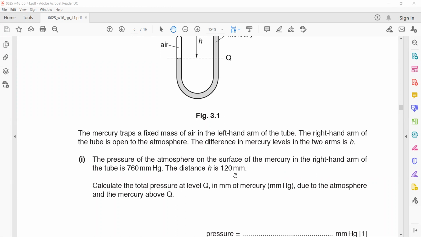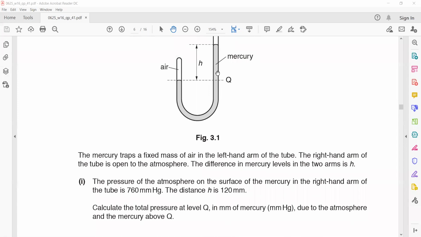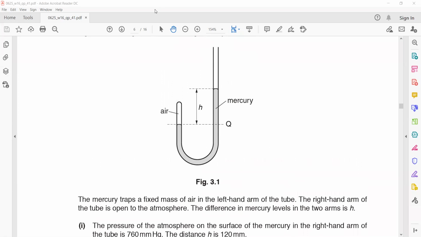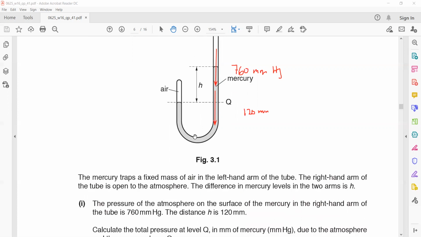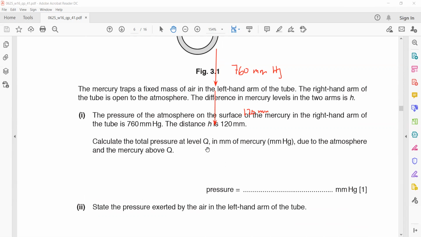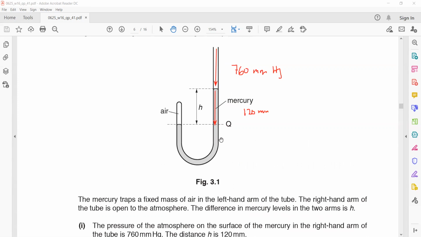And the distance h is 120 millimeter. So this is the height of the liquid above Q. So what is the pressure at Q? The pressure at Q is the pressure due to the height of the mercury plus the pressure due to atmosphere. If the pressure due to atmosphere is 760 millimeter, these are also millimeter of mercury, units of pressure representing pressure in terms of height rise. And the height of this column is 120 millimeter. So the question is, calculate the total pressure at Q. What is the total pressure at Q?